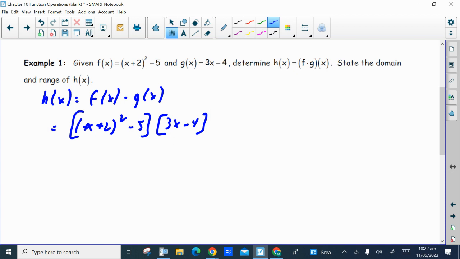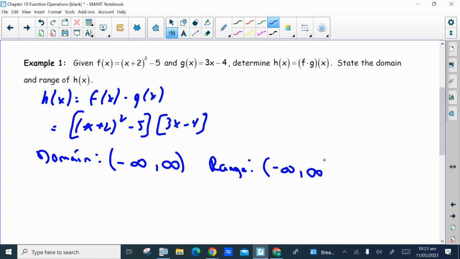And because of that, there are no restrictions on either x or y. Our domain will be all real numbers, or from negative infinity to positive infinity. Our range will also be all real numbers, negative infinity to positive infinity.